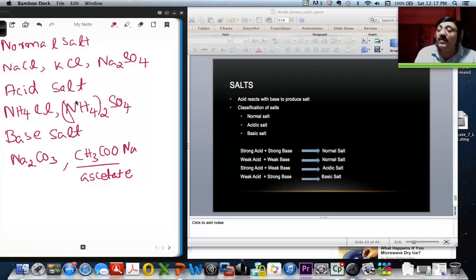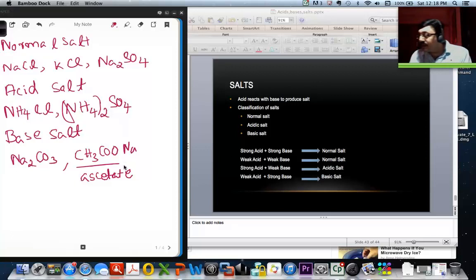Whereas when is an acid salt formed? Acid salt is formed when a weak base reacts with a strong acid. For example, ammonium chloride is produced when ammonium hydroxide reacts with hydrochloric acid. Ammonium hydroxide is a weak base, and that is reacting with a strong acid like hydrochloric acid. So there again, what you're forming is an acidic salt. So a strong acid reacting with a weak base forms an acidic salt.